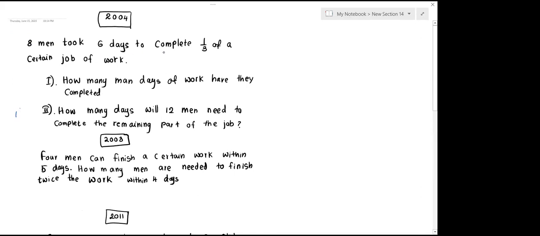8 men took 6 days to complete 1/3 of a certain job or task. Then 8 times 6, 48, is equal to the 1/3 of the work. That means it is 48 man days. How many man days of work have they completed? It is 48 man days.